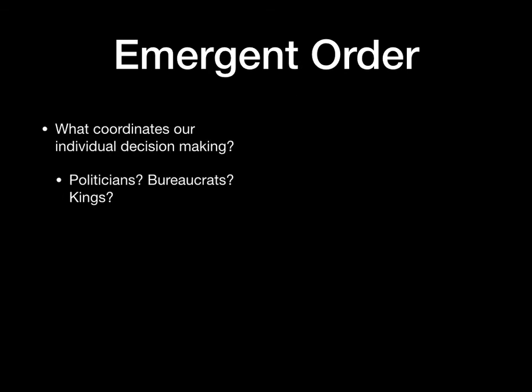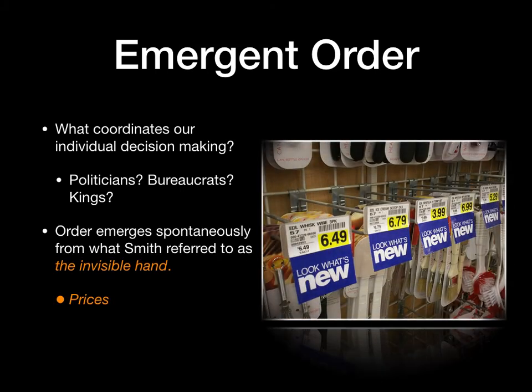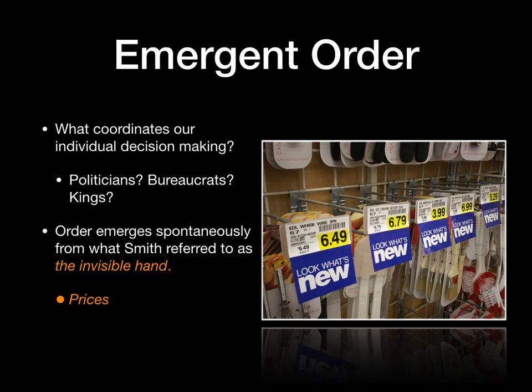And so this order emerges. It's not happening because politicians, bureaucrats, and kings tell us what to do. They don't have the information needed for that, nor do they have the incentive to get it right. So what does cause this order to emerge? Well, Smith called it the invisible hand.